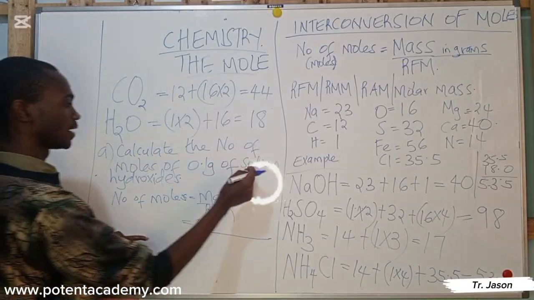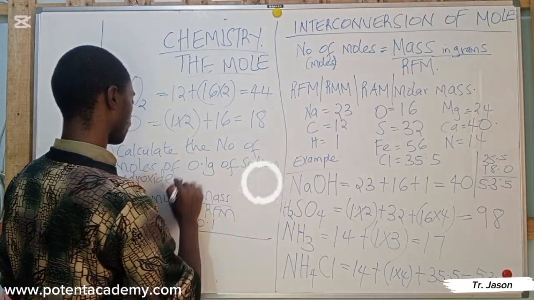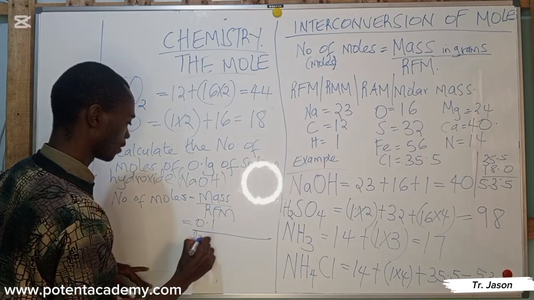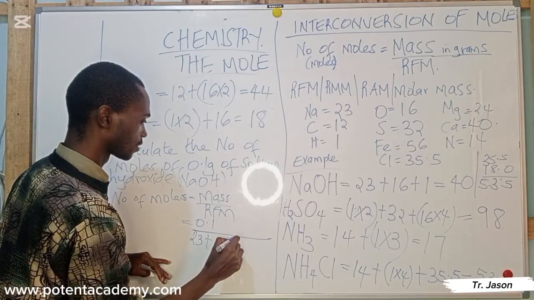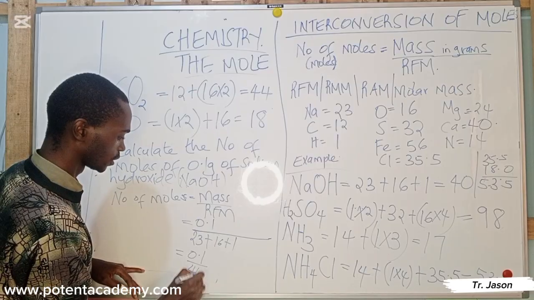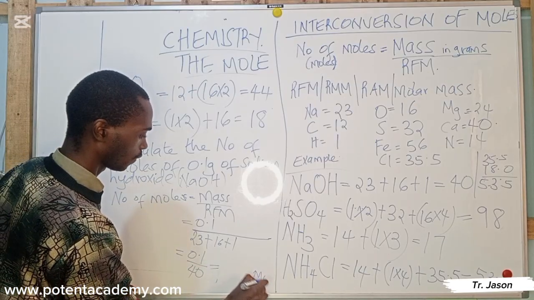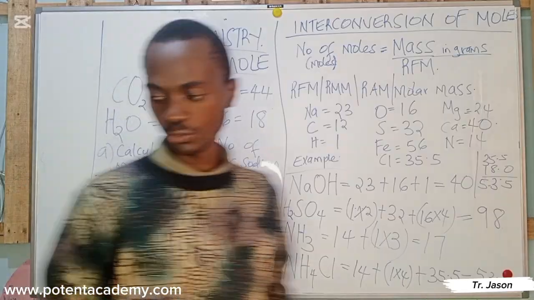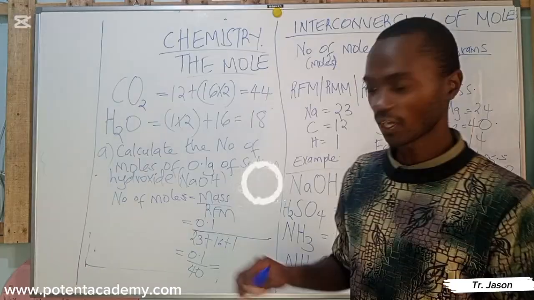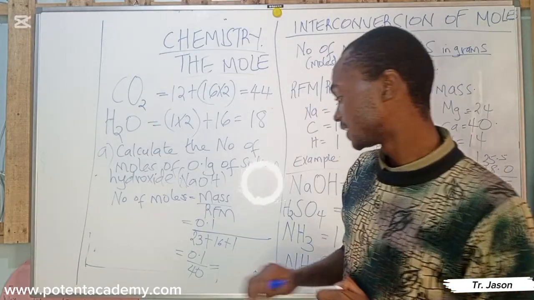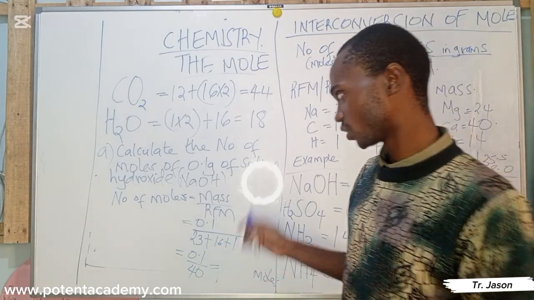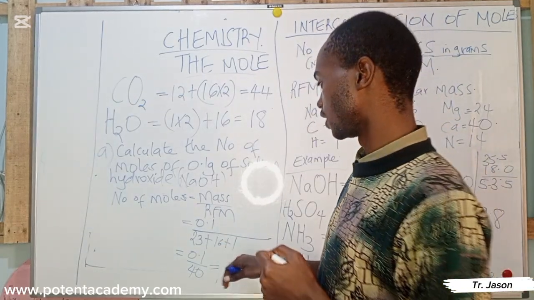The formula of sodium hydroxide is NaOH. Sodium is 23, oxygen is 16, hydrogen is 1. Therefore, 0.1 all over 40 is the number of moles. So using your calculator, key in these values, 0.1 all over 40. And you can comment down below. Tell me the answer that you have gotten after dividing 0.1 by 40. That's how we solve that calculation.